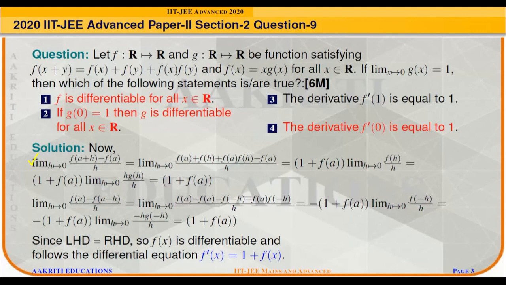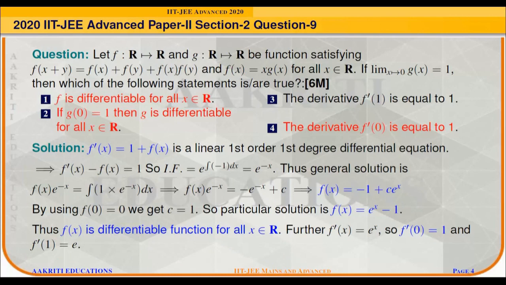Now, f(h) can be substituted as h times g(h), and on further simplifying, it will give the right hand side derivative as 1 + f(a). In similar fashion, we will get the left hand side derivative as 1 + f(a). Since the left hand side derivative is equal to the right hand side derivative, the function is said to be differentiable at x = a. Since the chosen point x = a is arbitrary, the function is differentiable for all values of x belongs to R, and it will satisfy the differential equation f'(x) = 1 + f(x).